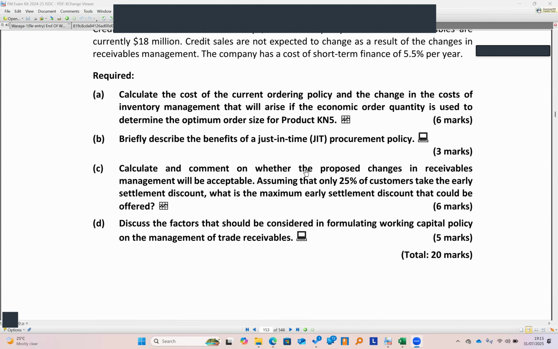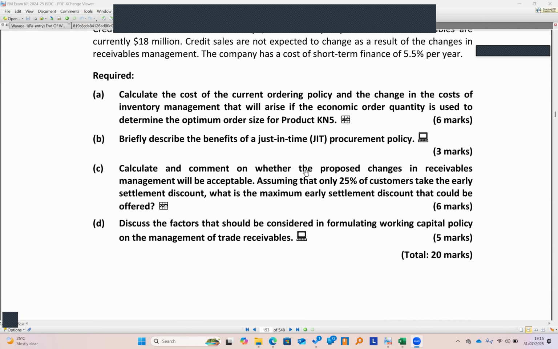The requirements are: calculate the cost of the current ordering policy and the change in the cost of inventory management that will arise if economic order quantity is used to determine the optimum order size for product KN5. Then describe the benefits of just in time. Then calculate and comment on whether the proposed changes in receivables management will be acceptable, assuming that only 25% of the customers take the early settlement discount. What's the maximum early settlement discount that could be offered? So those are the questions that we have.